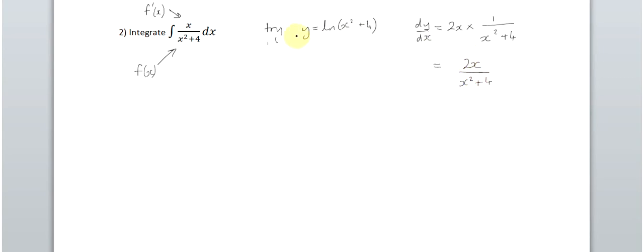And then I compare that to what I've got here, and I can see it's very similar. In fact, this is half the size of that because it's got the 2 in front of it. Therefore, the integral of x over x squared plus 4 with respect to x is not this, it's half of this. And of course, don't forget the plus c.